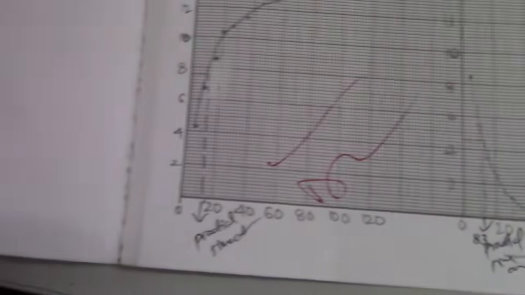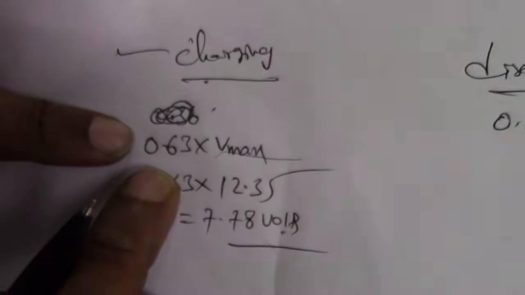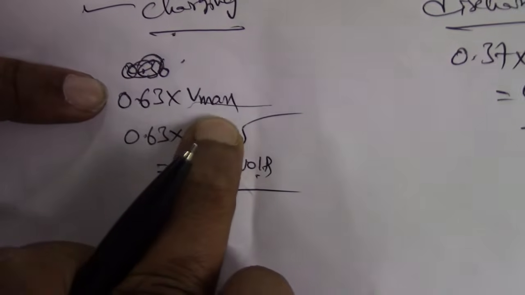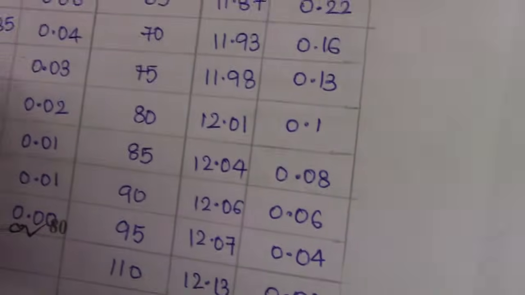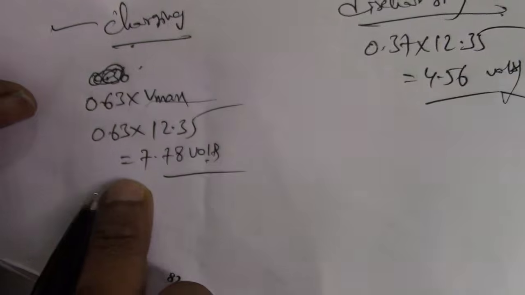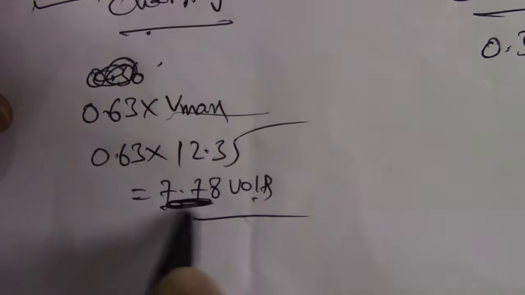Here you see, students, for the charging circuit you have to take the formula 0.63 into maximum voltage. Here, what is the maximum voltage in charging? 12.35, right? So 0.63 into 12.35, what you got is 7.78 volts.